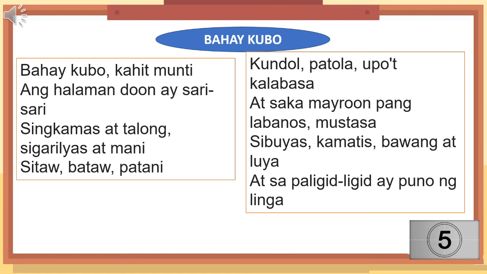Bahay Kubo, kahit munti ang halaman doon ay sari-sari, sikabas at talong, sigarilyas at mani, sitaw, bataw, patani, kundol, patola, upo, kalabasa, at sa singkamas. Labanos, mustasa, sibuyas, kamatis, bawang at luya. Sa paligid-ligid ay puno ng linga.